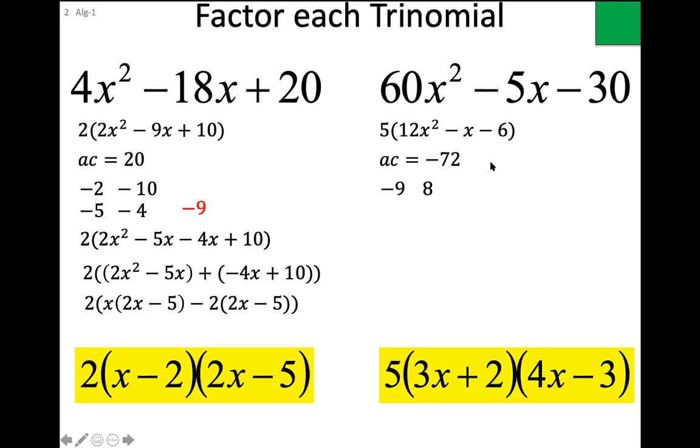We eventually get to a possible 9 times 8. 9 times 8 is 72. And if you add 9 and 8, well, you get 17. But if one of them was negative, we can get to that -1 right here. -9 plus 8 is -1. 8 minus 9 is -1, or -9 plus 8 is -1. So we rewrite this step right here as 5 times 12x squared minus 9x plus 8x minus 6.